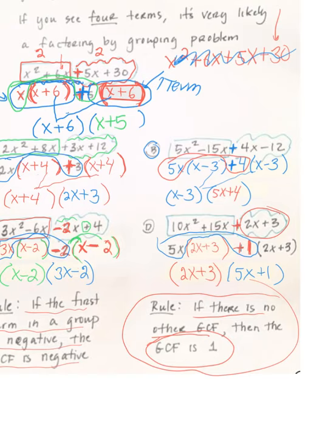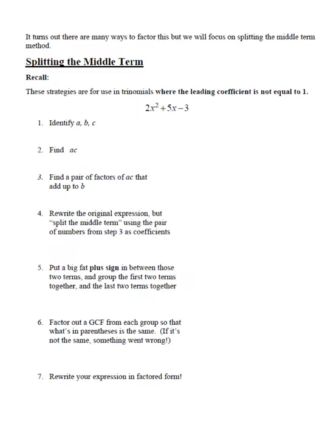Okay, now the grouping method is practice for actually showing you how to factor when there are 3 terms and the a is not equal to 1. Let's look at that in the next page. So on the next page, you see an expression that we're going to want to factor. 2x squared plus 5x minus 3, right down here.